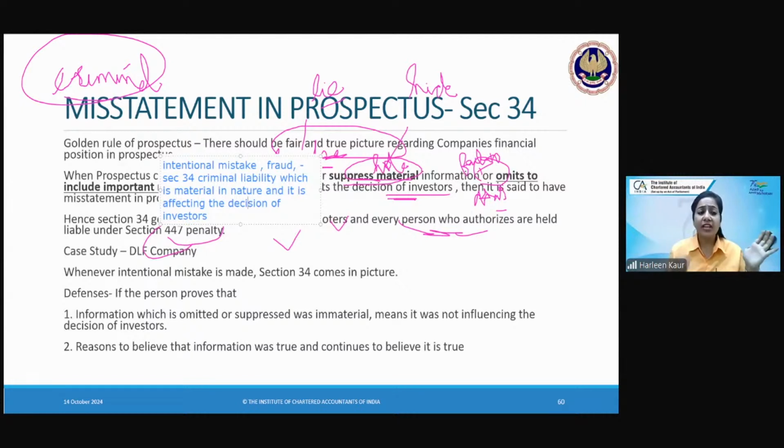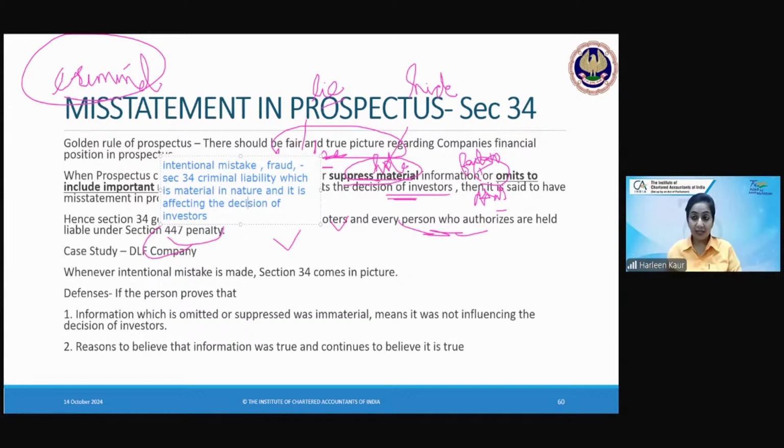Now let's discuss a very, very important case study. What happened in the case of DLF company? So there was a company, DLF. It came up with the prospectus, and at the time of the IPO, they filed the prospectus with the ROC. I told you you have to file a copy of the prospectus with the ROC. And it failed to include the name of its associate company.